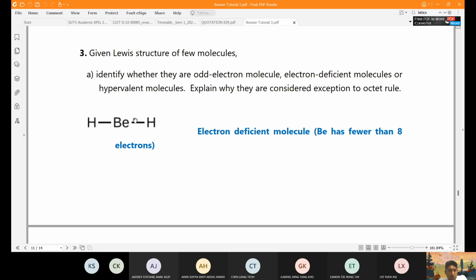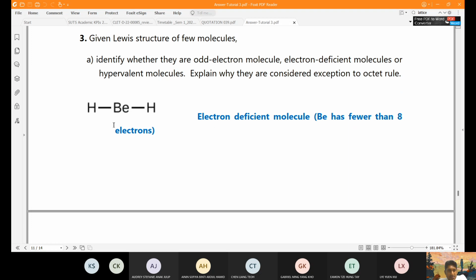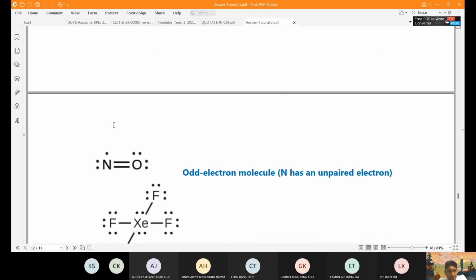That means it will not need 8 electrons to complete its shell, because it has a very small outer shell, 1s2, 2s2 only. They don't have 2p, and that is why it is an electron-deficient molecule. They just need 4 electrons to be stable. So there are a few exceptions that we need to remember.